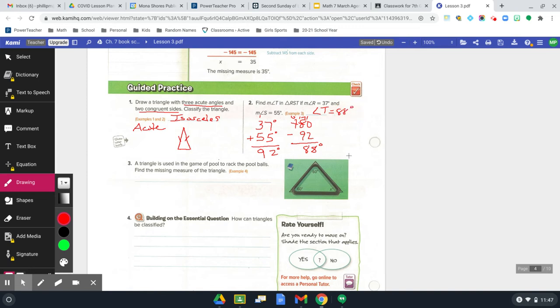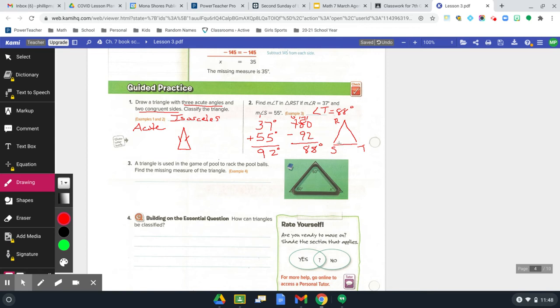Now, if you wanted to, you could draw a picture, right? So maybe it looks like this. All three are angles that are less than 90. So you could draw an acute triangle and label it R, S, T, and you could put in those degree measurements, okay?